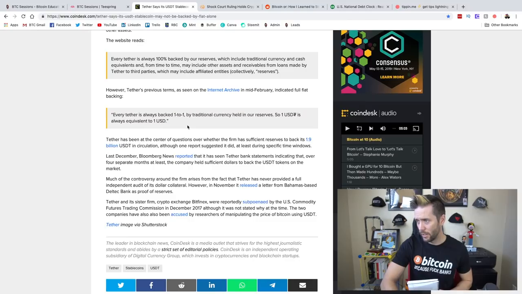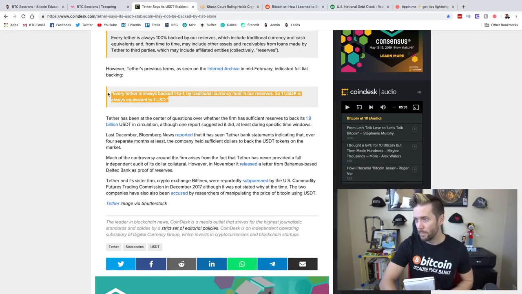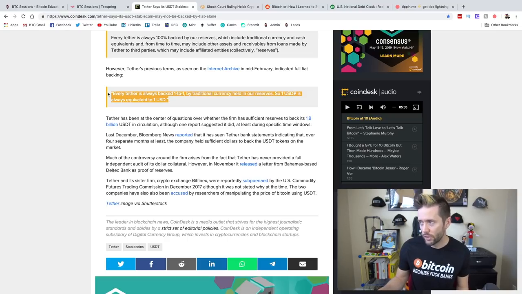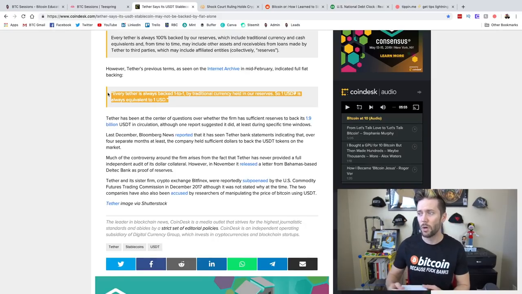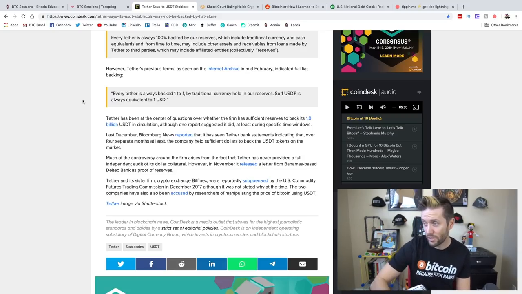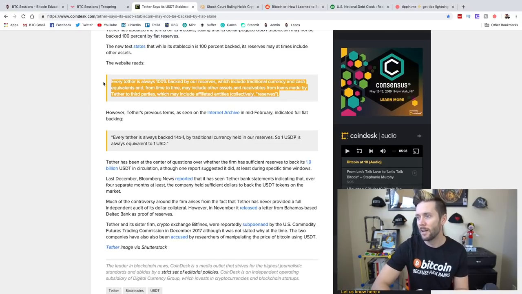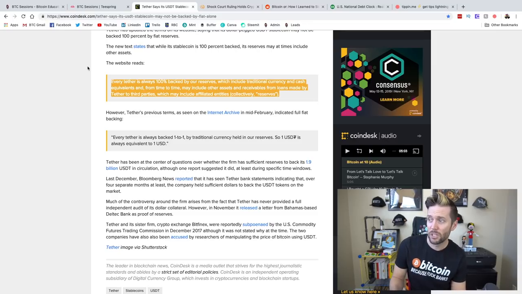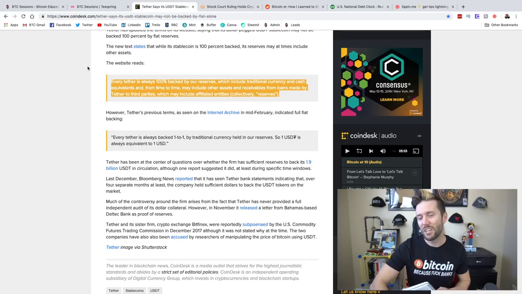To quote their website from before, they said, "Every Tether is always backed one-to-one by traditional currency held in our reserves. So one USDT is always equivalent to one USD." But they quietly updated their terms of service on their website to read this instead. "Every Tether is always 100% backed by our reserves, which include traditional currency and cash equivalents, and from time to time may include other assets and receivables from loans made by Tether to third parties, which may include affiliated entities, collectively reserves." So what does that mean?